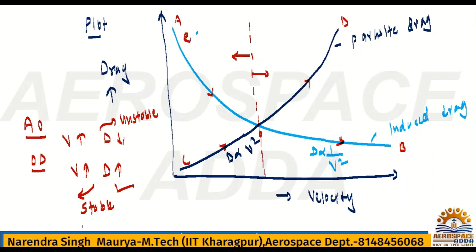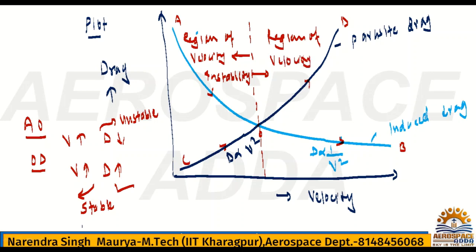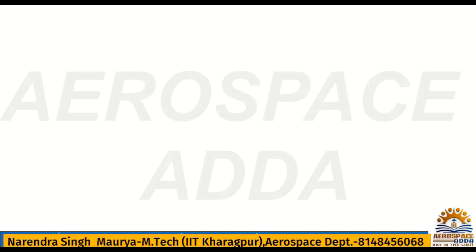Let me write: region of velocity instability. And this side is the region of velocity stability. That is correct. If the velocity of the aircraft increases, then drag will increase. That is true. It means it is stable. So OD will be the stable zone and AO will be the unstable zone. Understood? So this is the plot, basically drag versus velocity. But where is the minimum drag condition? If you check where the minimum drag is and what the total drag is, for that I need to draw another diagram. The same diagram I have to draw, but in the next slide. So here, check.